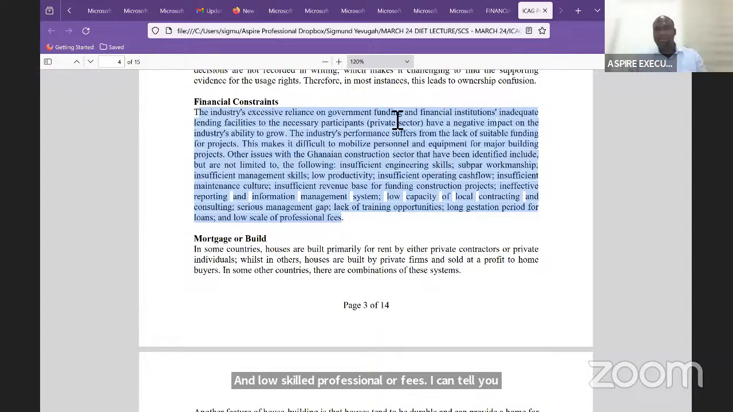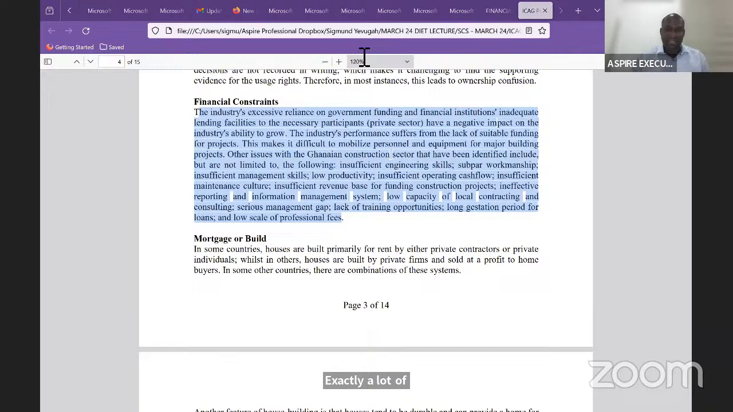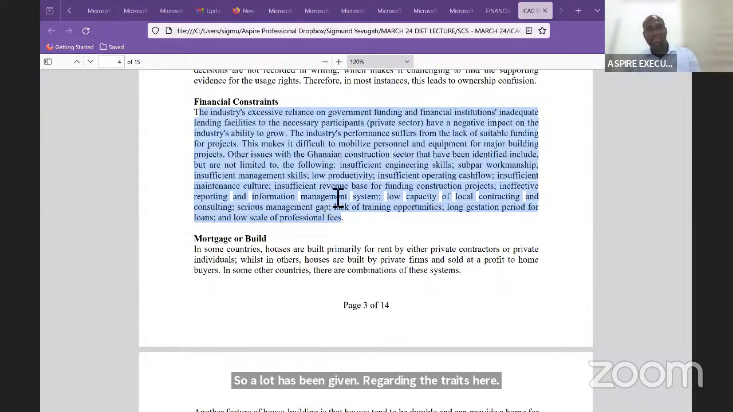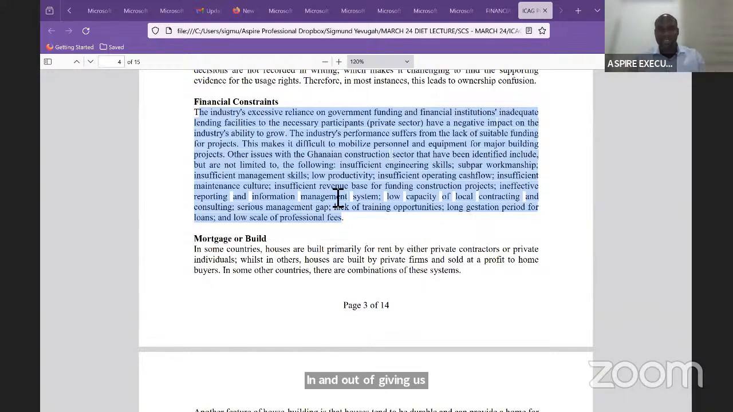A lot of information here clearly helps you to know the threats. So a lot has been given regarding the threats here. Even though they spoke about the financial constraint, they ended up giving us more information regarding the construction sector, of which real estate forms a major part.